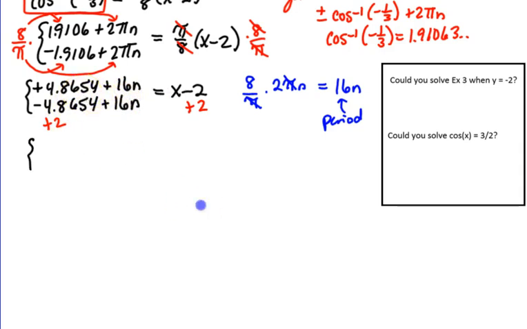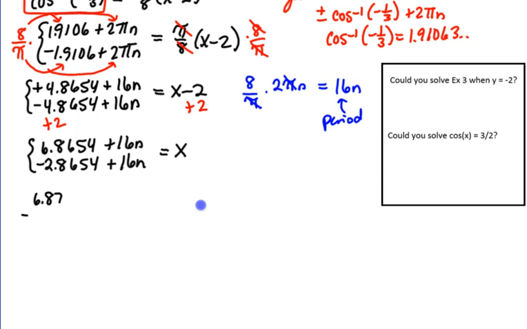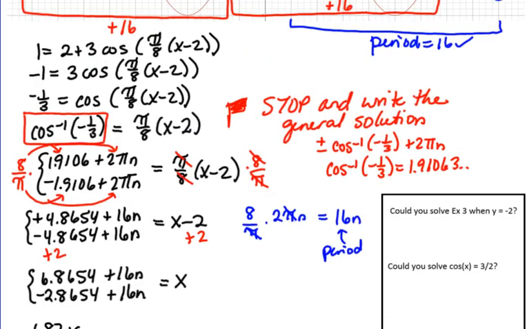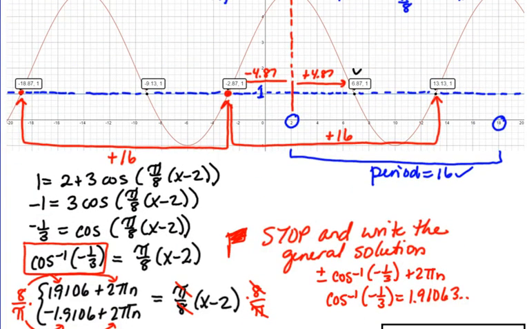So when we add, we get 6.8654 plus 16n, and negative 2.8654 plus 16n equals x. Now I want you to notice on your graph that two of the solutions were 6.87 and negative 2.87. Those are the two solutions that you see here. They've just been rounded. So we have found the first two solutions, the 6.87 and the negative 2.87.